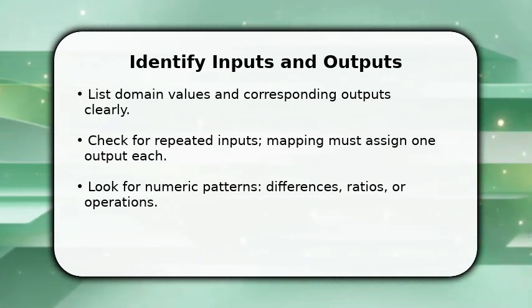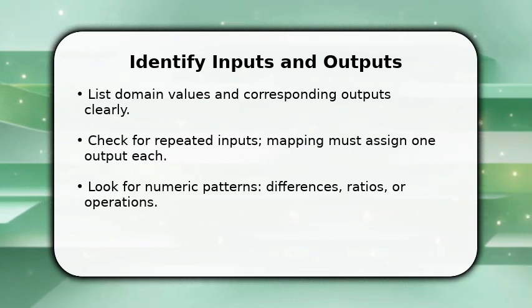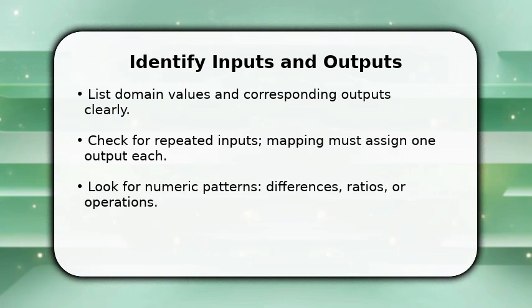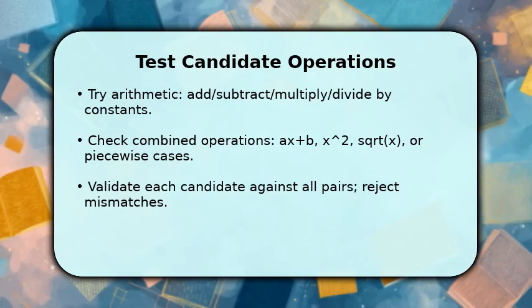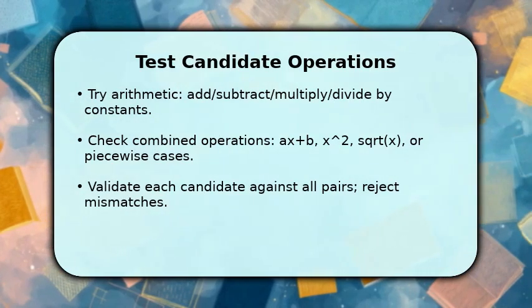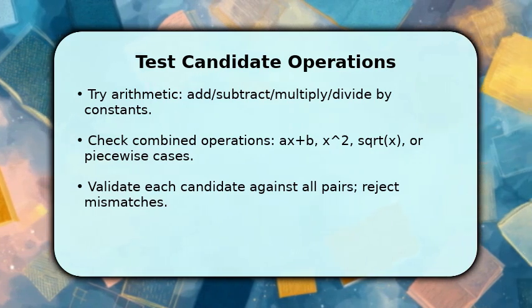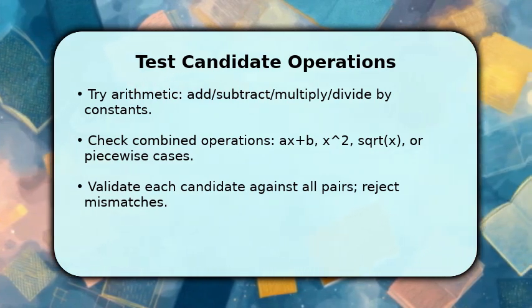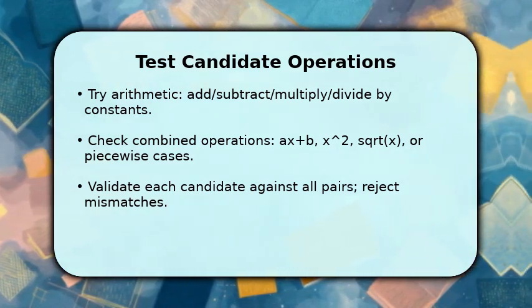rules. Make sure to write values in order so you can compare changes step by step. This reduces guesswork and points to the likely operation. Now hypothesize a rule and test it systematically. Try adding, subtracting, multiplying, or dividing by a constant, because linear patterns are common.